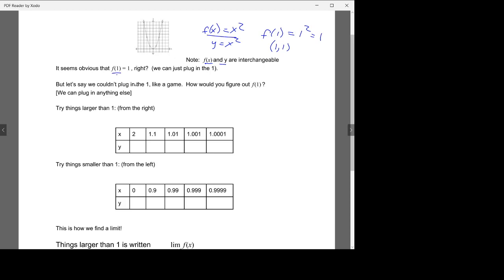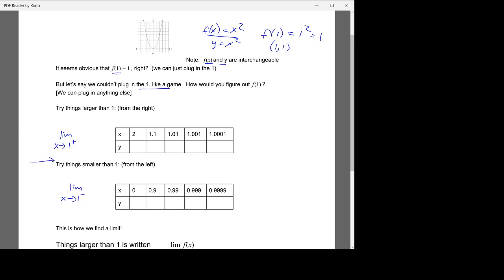But what if you couldn't? Let's just try a little game here. You can plug in anything you want, but not 1. How would you find f of 1? And you know it's, in this case, a continuous function. Kind of skipping over that, but you could try things larger than 1. So you could look at the limit as x goes to 1 from the right side, things larger. And you could try things smaller than 1. Take x values that go to 1 from the left side.